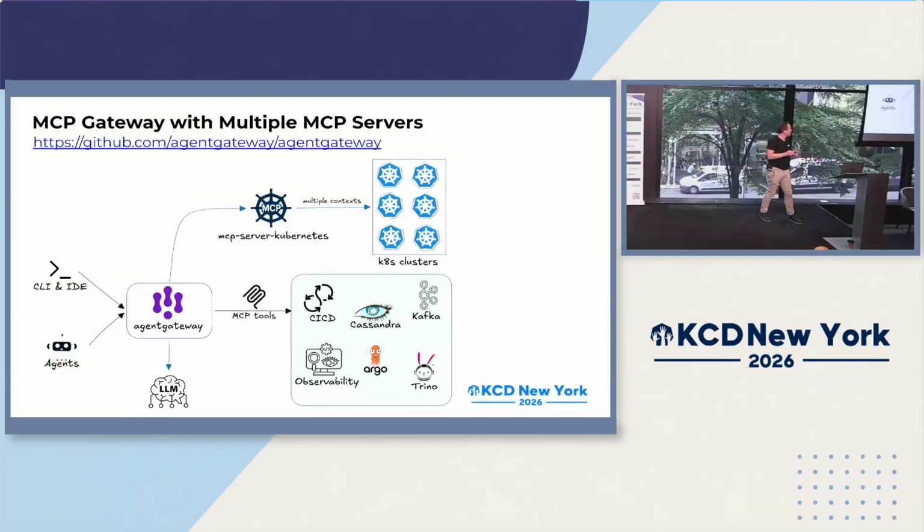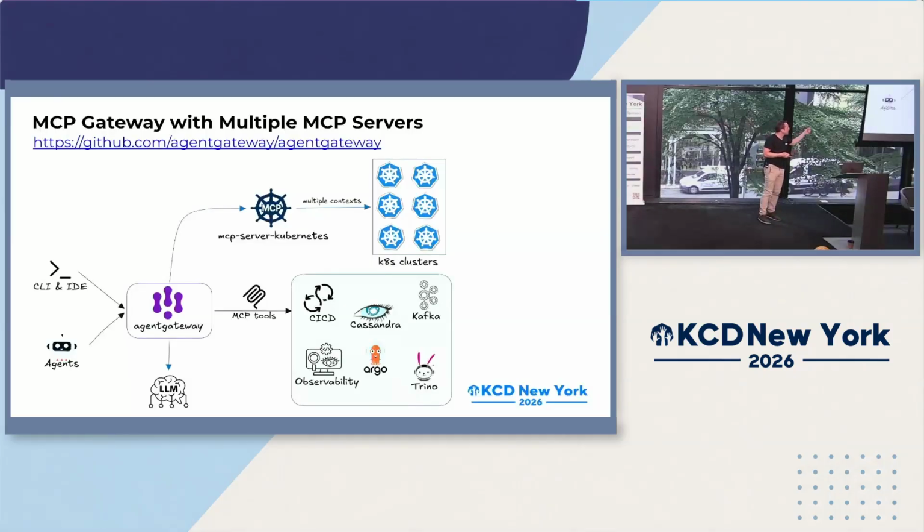So now we don't want to just have Kubernetes MCP. We have a complex infrastructure. We run databases, so we have an MCP for CI/CD, one for the observability stack. We use Argo, Cassandra, Kafka, Trino, and a lot more. Even the cloud providers have their own MCP. So we use an MCP gateway.